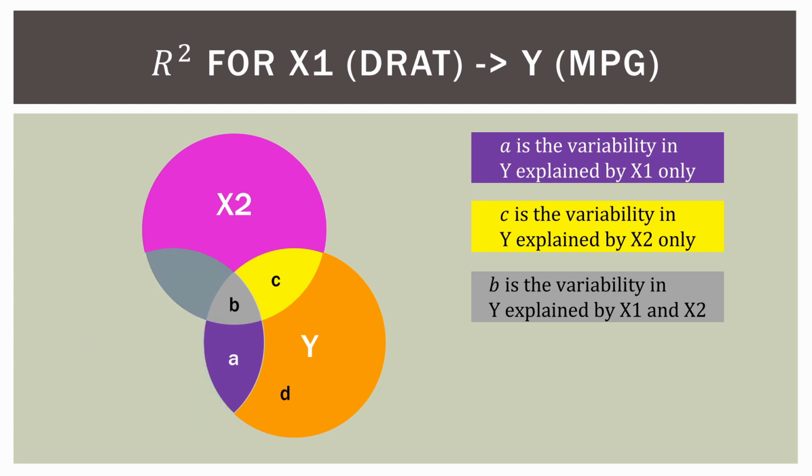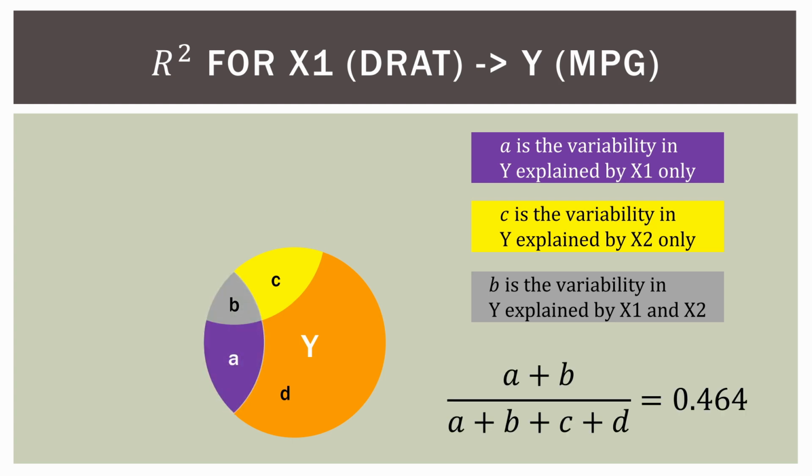So what we can do is actually take out everything. And we can see that the R square for X1 is A and B. So remember, areas A and B is where X1 overlapped Y. So that area is actually the R square. So A plus B divided by all of Y, which is A plus B plus C plus D, the entire circle, that has to equal 0.464. That is the R squared that we came up with in our simple regression models.